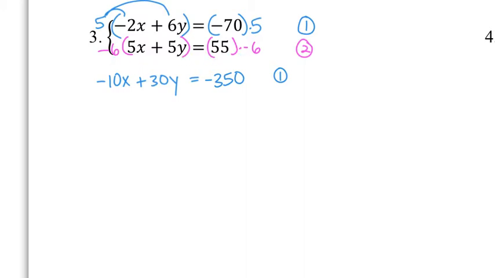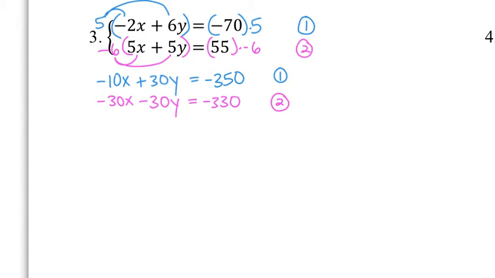So now we need to do equation number 2. We're going to distribute as well. Negative 6 times a positive 5x is negative 30x. And a negative 6 times a positive 5y is a negative 30y. And that's what we wanted, right? Equals. We have to use our calculator here. 55 times negative 6. And that's negative 330. All right, so that's my new equation number 2. So again, this is equation number 2. They're the same equation, they just look different. One's multiplied up. Same thing for equation number 1.